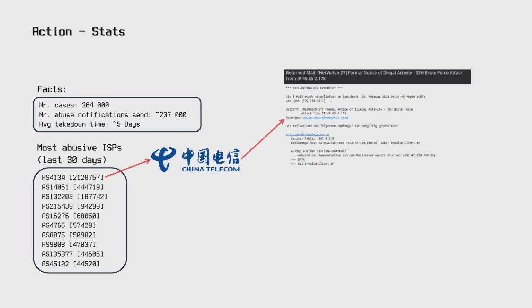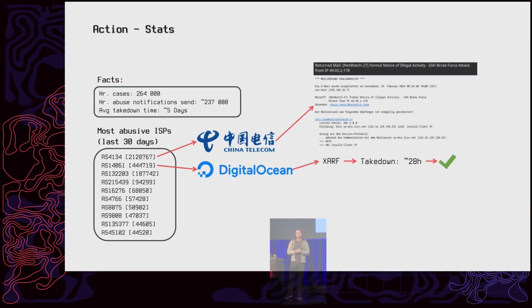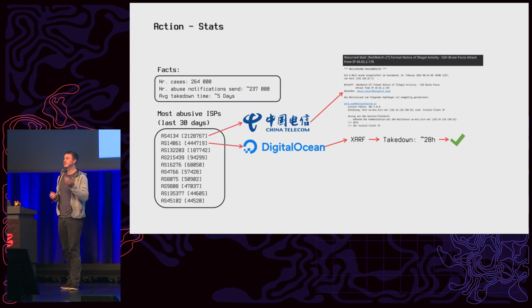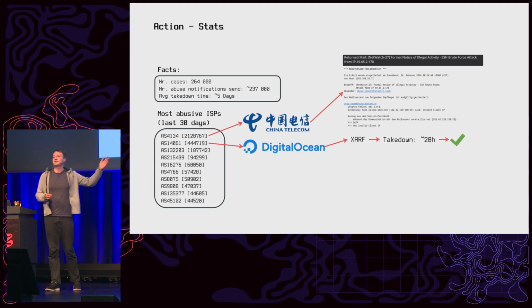Now, the second ISP, 14061, is DigitalOcean. Now, with DigitalOcean, I thought, you might be able to work with them, right? Well, it turns out if you send them an abuse notification, they support XARF. They support the fully automatic workflow of doing that. And within 28 hours, these systems are reliably taken down. And that's super cool, because these are millions and millions of attacks from thousands of systems hosted in DigitalOcean that you can take down within 28 hours, on average reliably, to make sure they don't hit other systems.